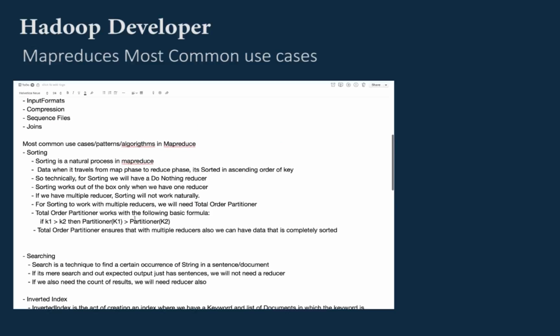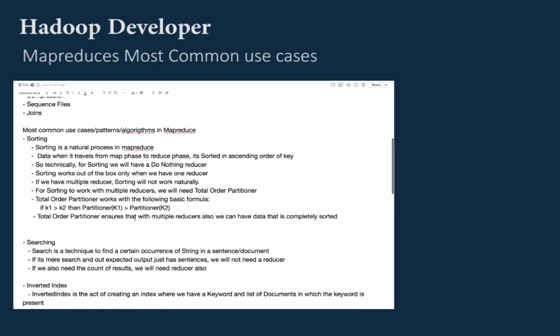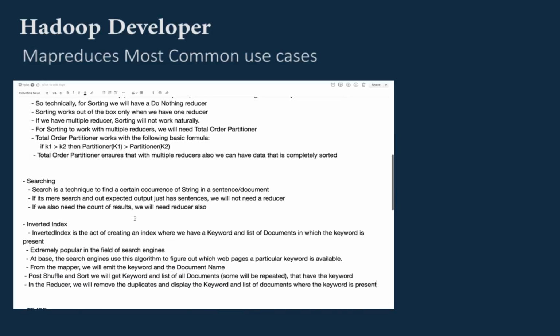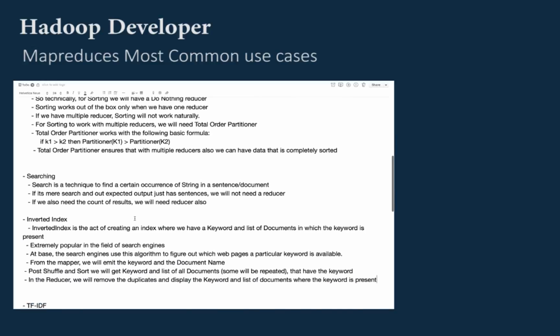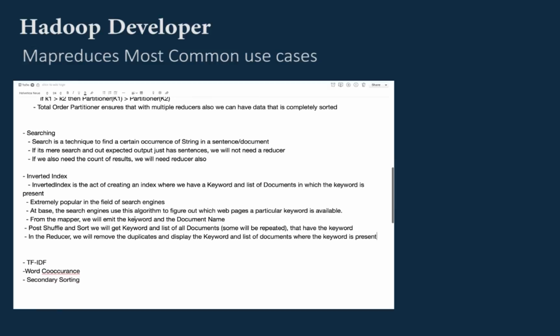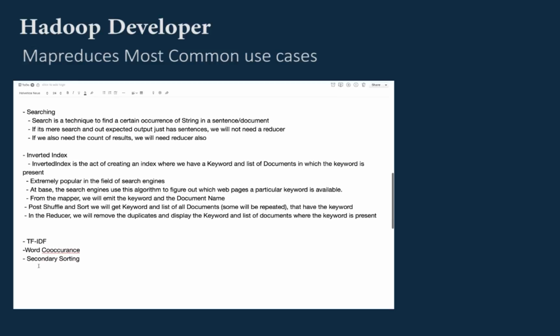So a quick recap: we've seen what is sorting, what is searching, and what is inverted index. Sorting is an act of sorting. We can do it with a single reducer and multiple reducers. Searching is an act of finding certain information. And the third is inverted index, an act of creating an index where we have the keyword and the list of documents that contain that particular keyword.